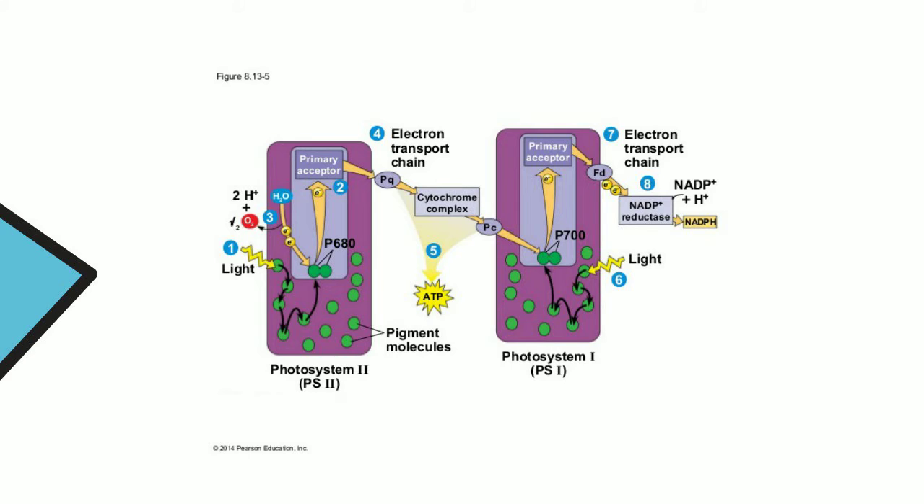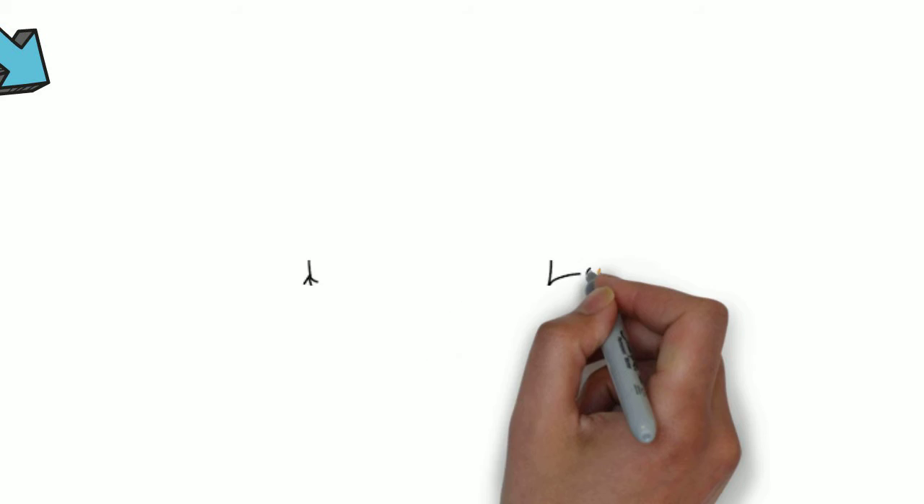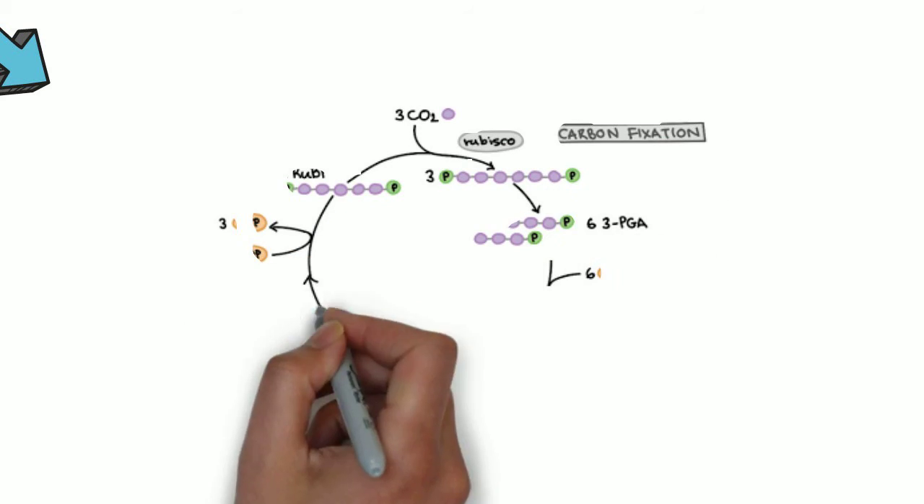Photosystem 2 contains P680 chlorophyll A molecules in the reaction center complex. Photosystem 1 contains P700 molecules. Linear electron flow during the light reaction uses both photosystems and produces NADPH, ATP, and oxygen.